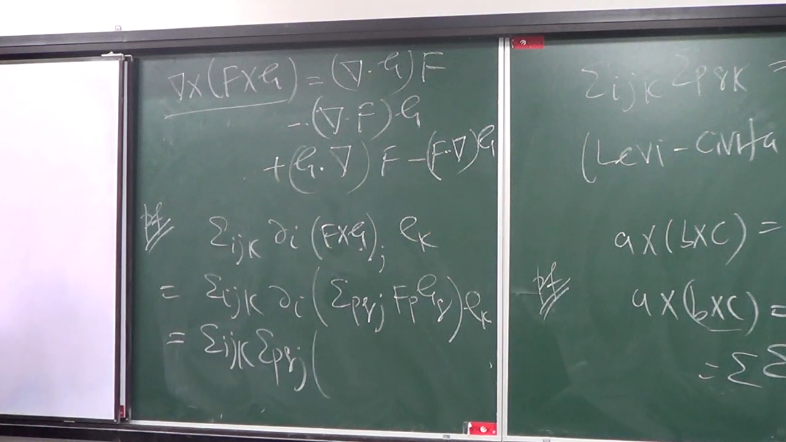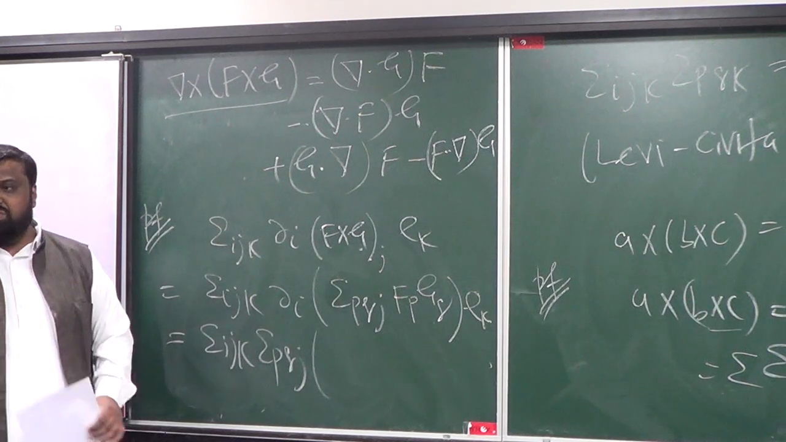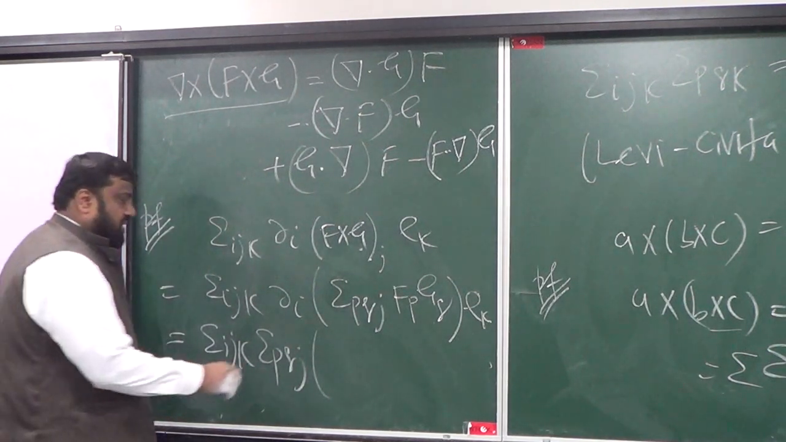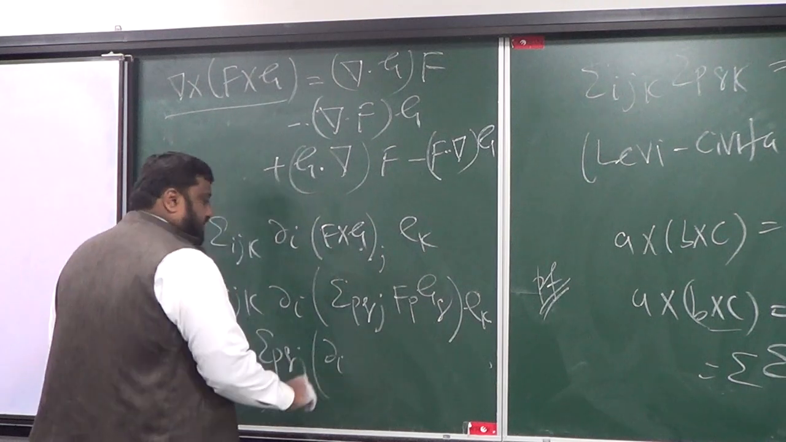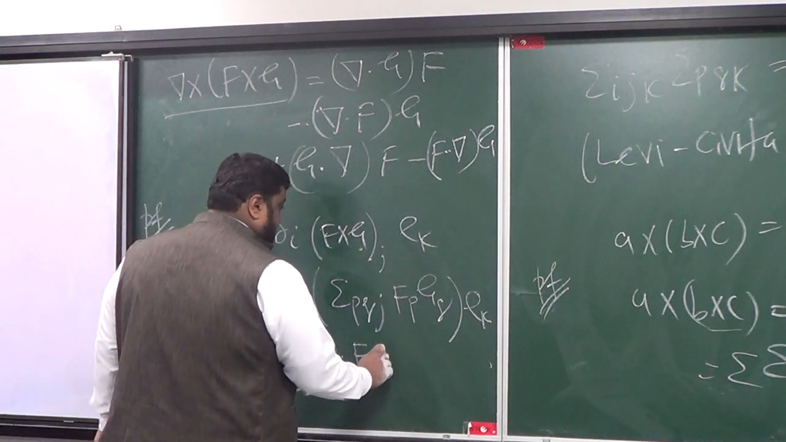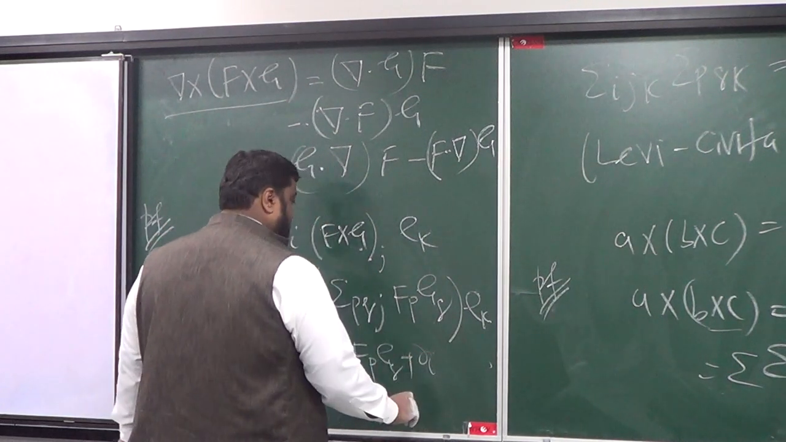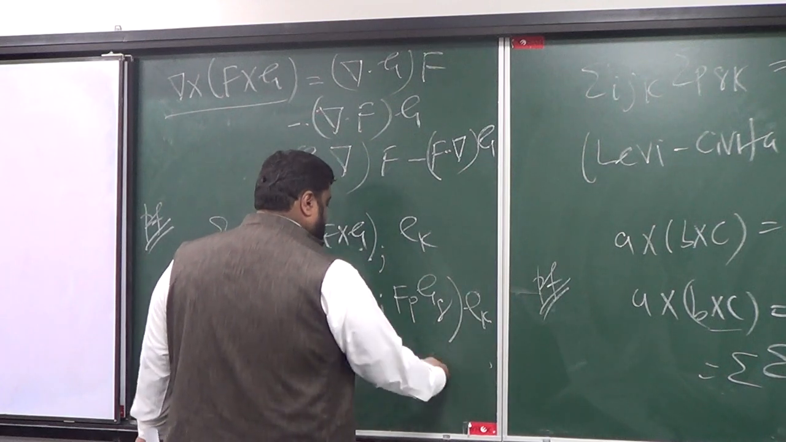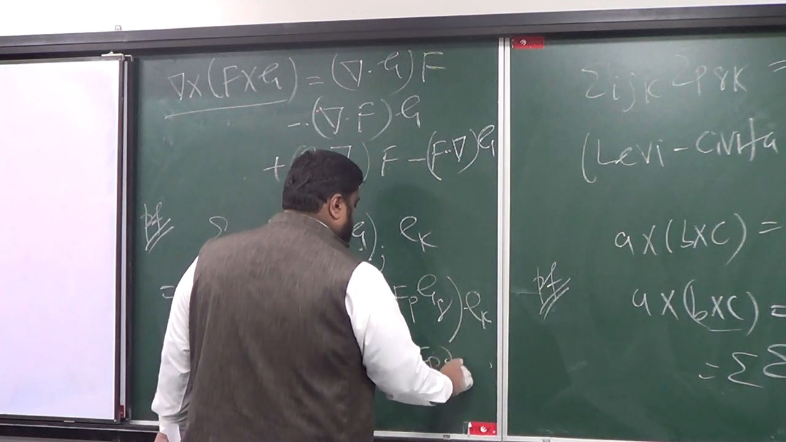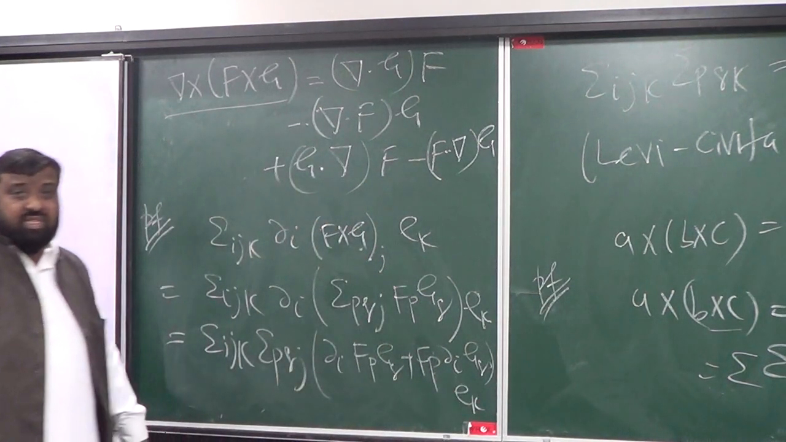So what will happen? What is F_P and G_Q? So these are scalar fields, so you are computing the ith derivative of it. Yes. So this would be a product rule situation. So partial I F_P, G_Q, plus partial I F_P, partial I G_Q, and E_K. Okay?